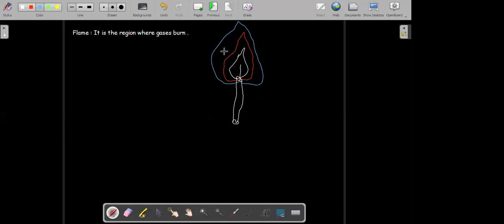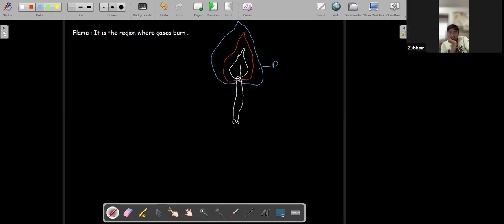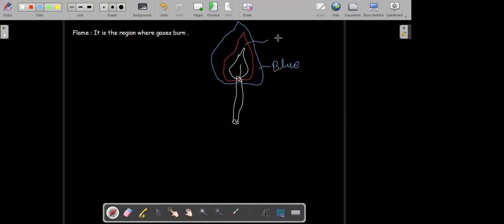See what happens. We are going to study here the regions of the flame. The outermost region is blue in color. Then the middle layer is orange, or you can say red in color, so it's orangish red.